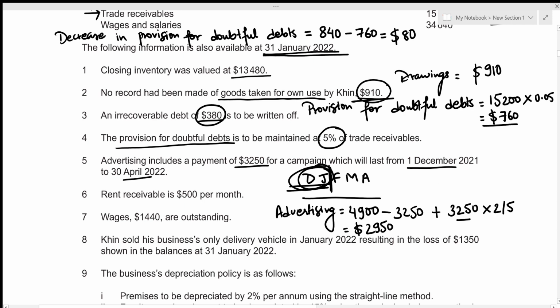Alright, then rent receivable is 500 per month. So this is rent receivable, right? So let's figure out our total rent received for this particular accounting period.